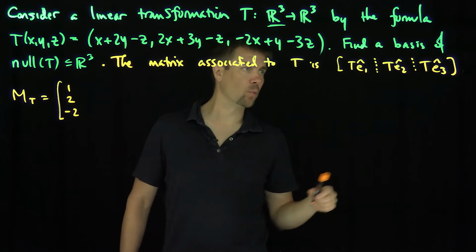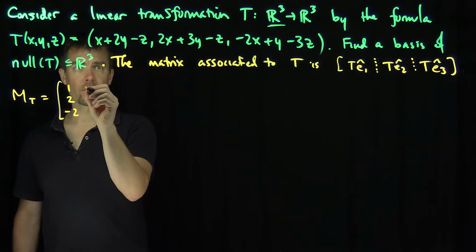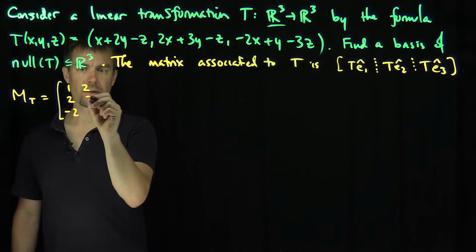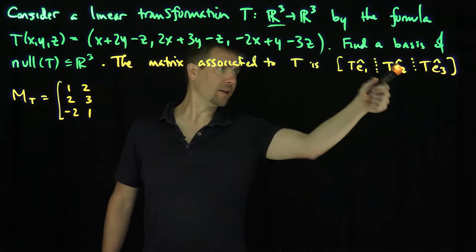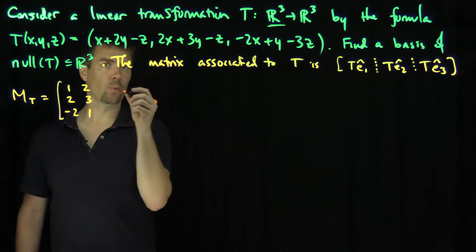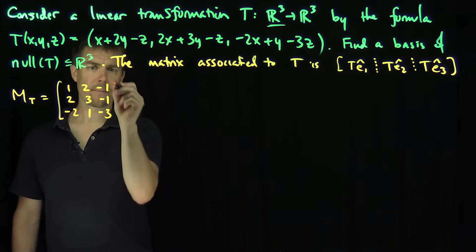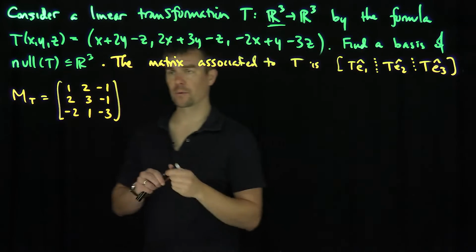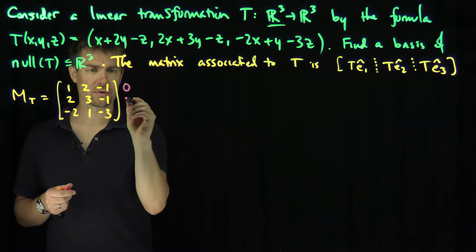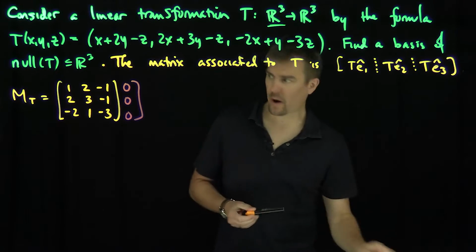Then if I plug in e2, that's y equals 1, x and z equal to 0. So we're going to have a 2, then a 3, then a 1. And finally, e3, the third column, is when z is equal to 1. So that's going to be a negative 1, a negative 1, and a negative 3. Okay? And to find the basis of the null space, we augment this matrix with zeros, right? Like that.